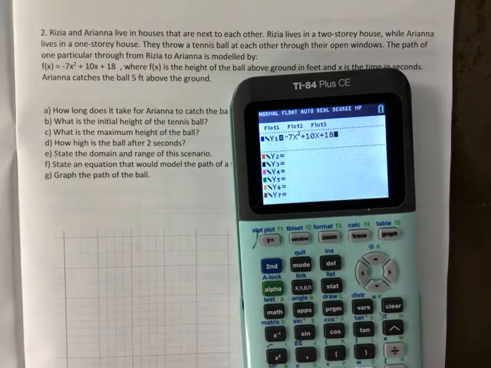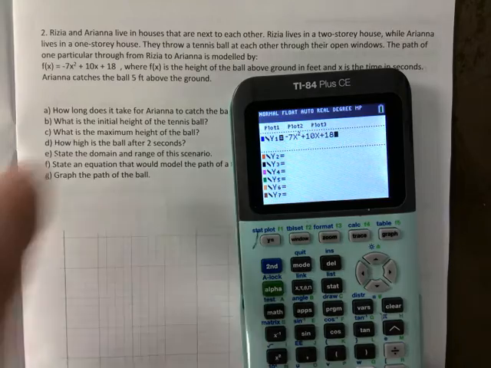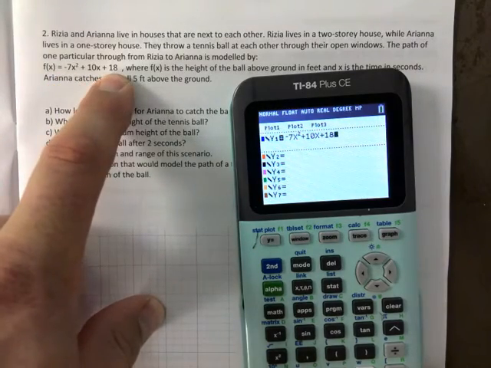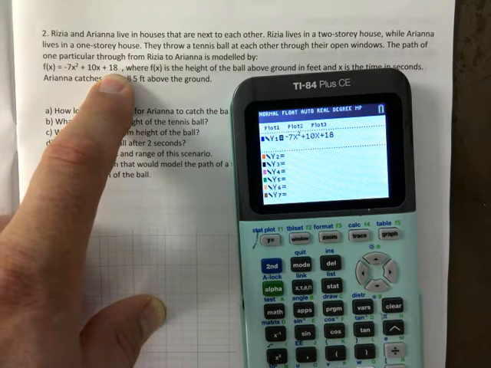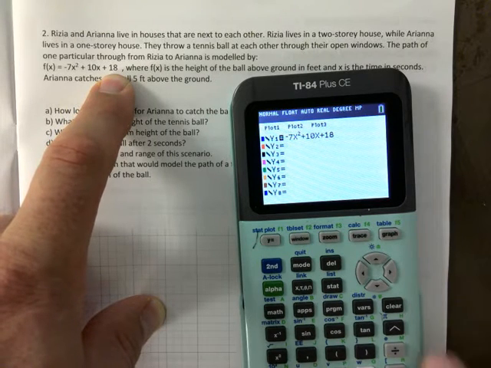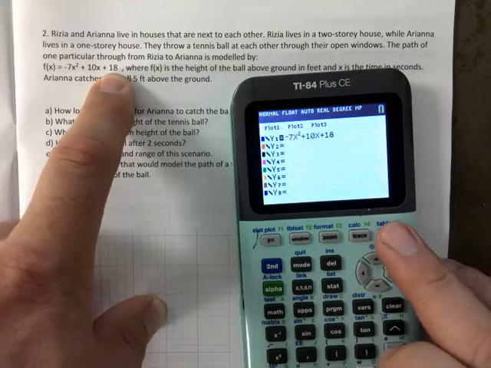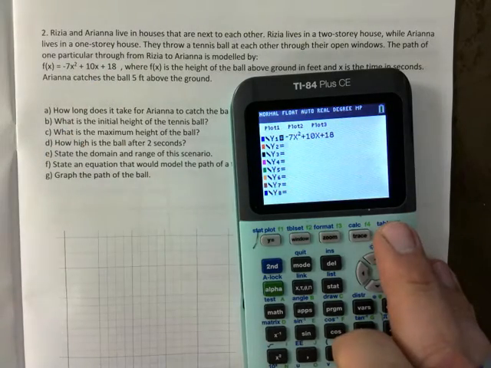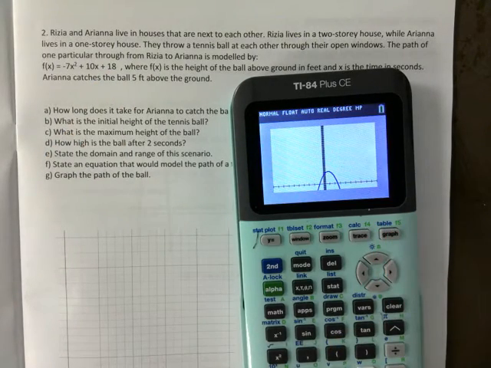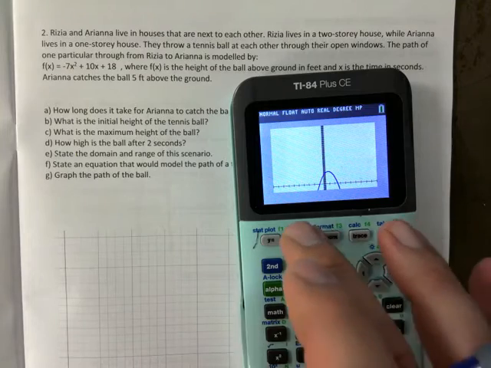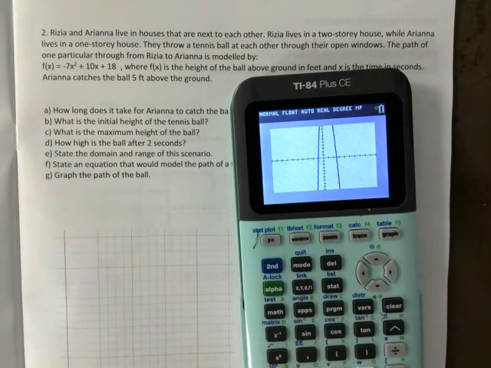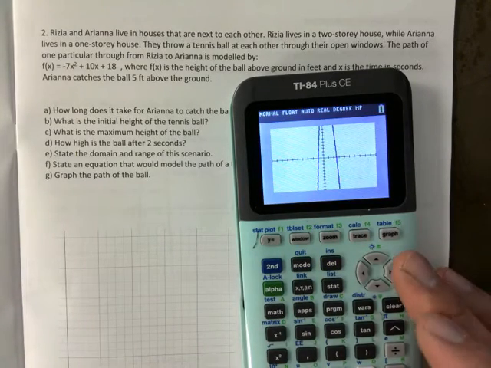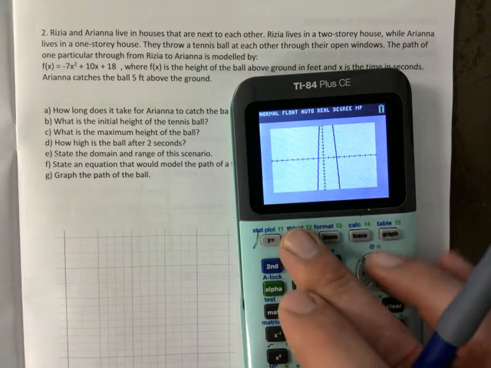A couple of observations. I know this is pointing down. I know that it's somewhat of a narrower curve, right? I know that my y-intercept is higher up, on the 18 mark. So you're making observations. It's in general form. I don't know the vertex, but I do know the y-intercept. Oh, there it is. So I'm going to zoom 6 so we all see the same thing, and I'm going to adjust accordingly.